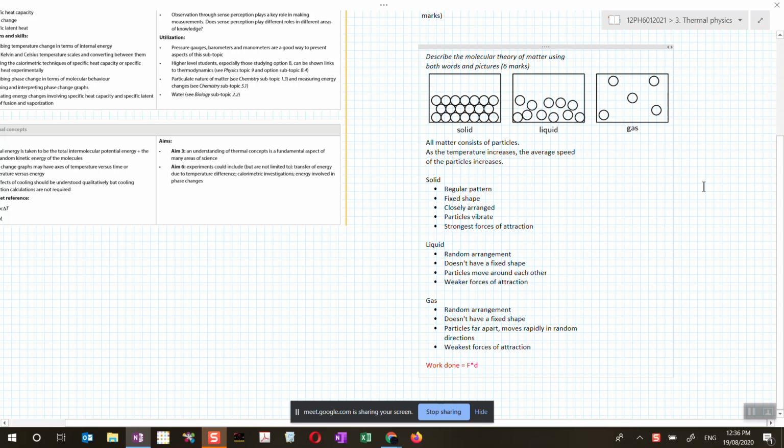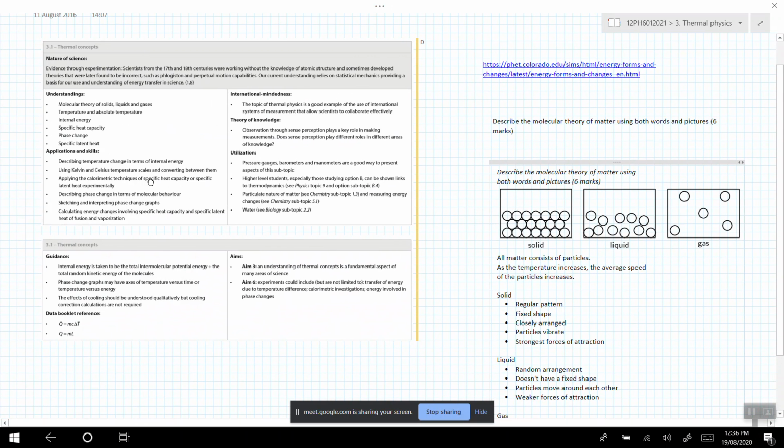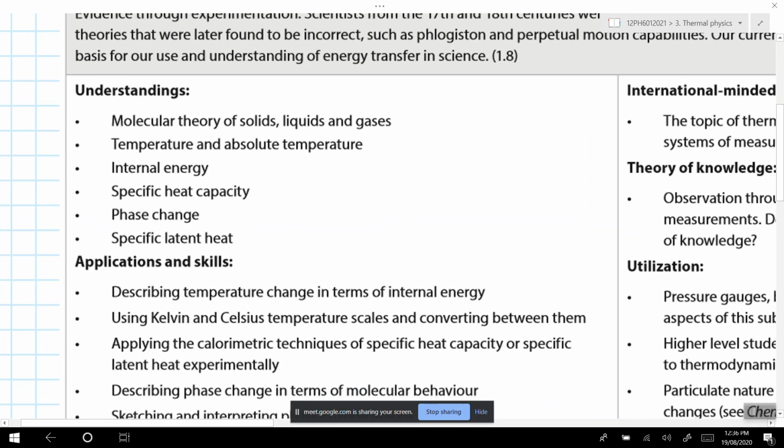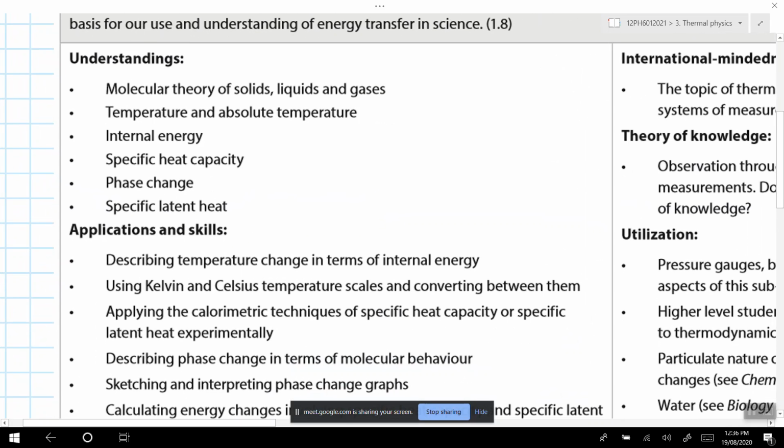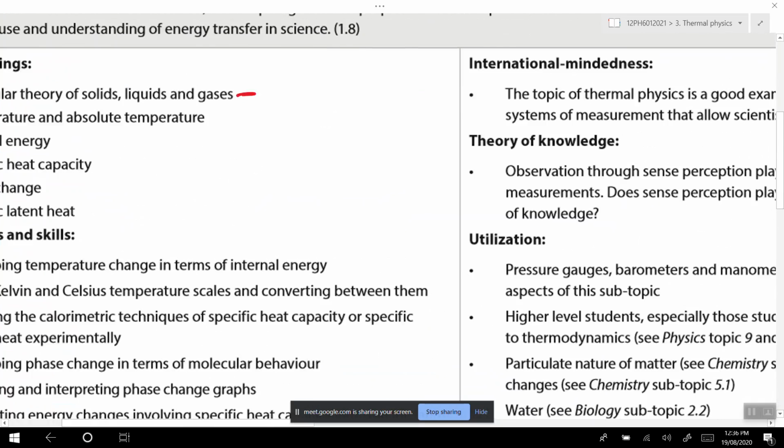Okay, so some basic stuff from GCSE generally is how we start off with most of the topics. And this idea of the molecular theory of solids, liquids, and gases, that hasn't really changed at all since GCSE.